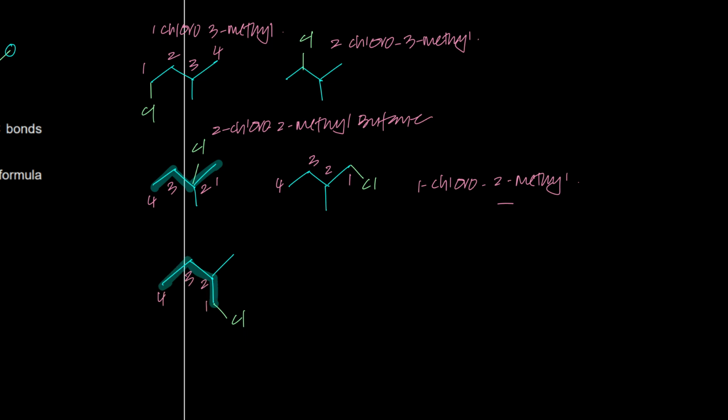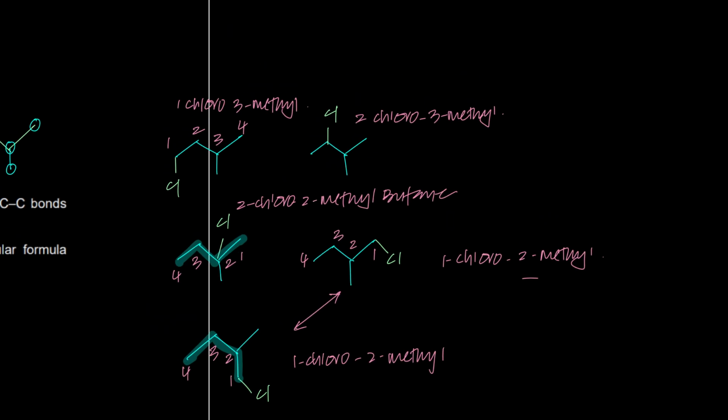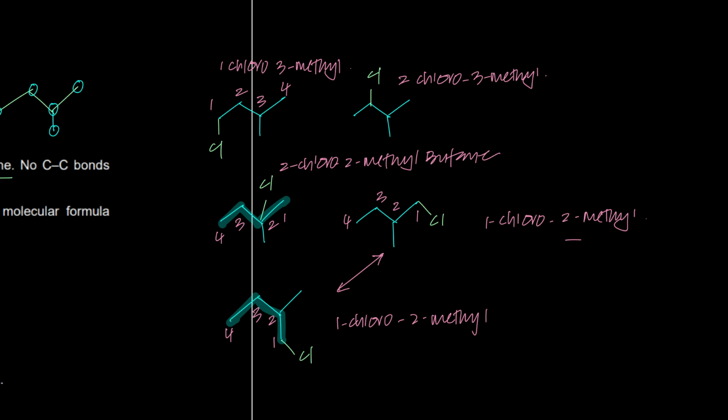And similarly, if you start numbering from here, 1, 2, 3, 4, this is my long chain. What do you get? On the first carbon you have chloro and 2 methyl, and we've already discussed that, right? 1 chloro, 2 methyl, these two are the same. Now let's look into chiral carbons. We already discussed that this carbon is not a chiral carbon. Why? Because this carbon is bonded to Cl and this, but it's bonded to 2 CH3s. There aren't 4 different group of atoms, so this isn't chiral.